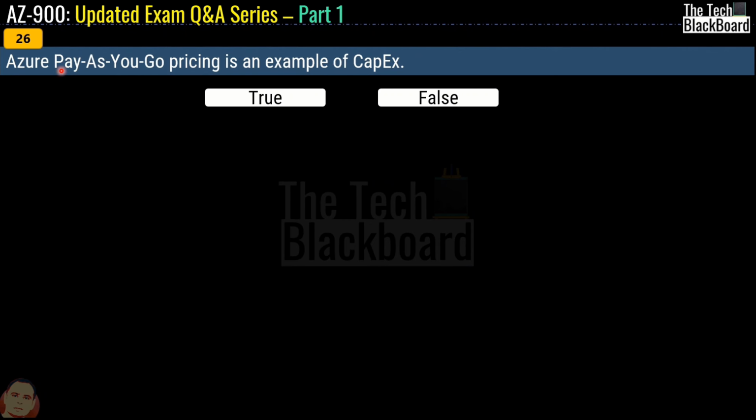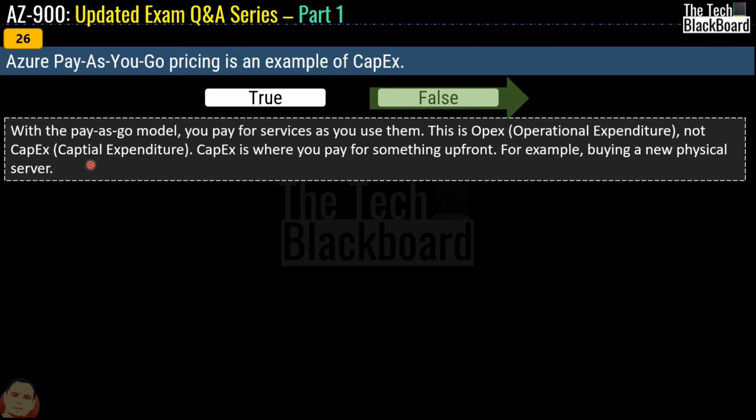The question says that Azure pay-as-you-go pricing is an example of CAPEX. Is it a true statement or is it a false statement? The correct answer is false. And the reason is presented here. With Azure pay-as-you-go model, you pay for the services as you use them. This is operational expenditure and not the capital expenditure, because CAPEX is where you pay for something upfront. For example, you are buying new physical servers. However, in case of pay as you go, you use the service and you pay for them to the extent you have used them. That's why pay as you go is not CAPEX, but it is operational cost or OPEX.